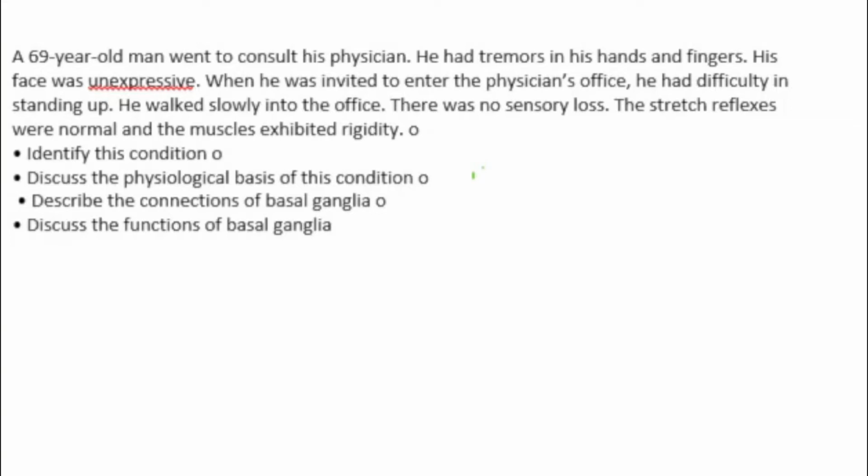Let's start the class by looking at a clinical scenario. A 69-year-old man went to consult his physician. He had tremors in his hands and fingers. His face was unexpressive. When he was invited to enter the physician's office, he had difficulty in standing up. He walked slowly into the office, and there was no sensory loss. The stretch reflexes were normal, and the muscles exhibited rigidity.